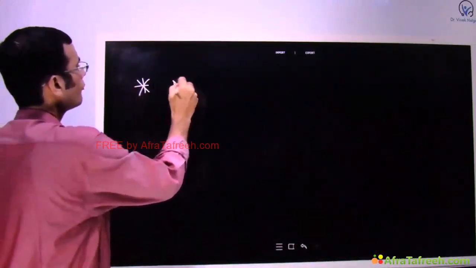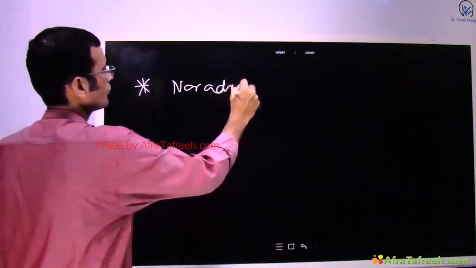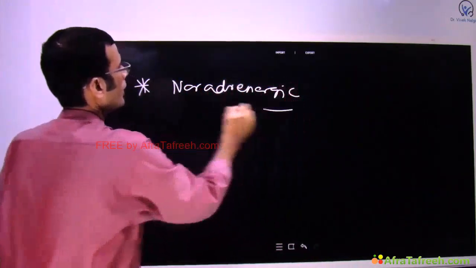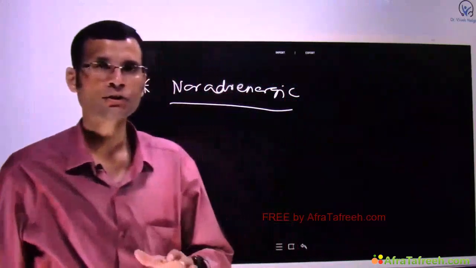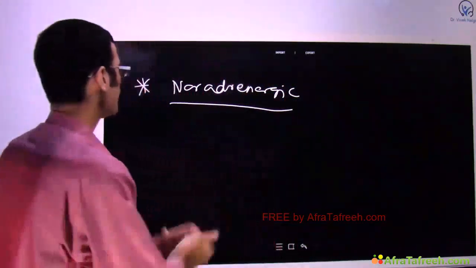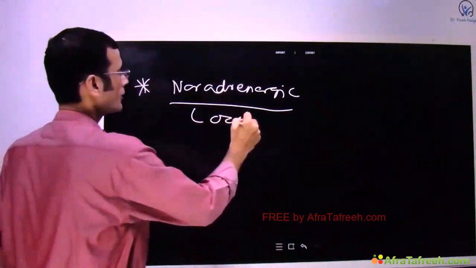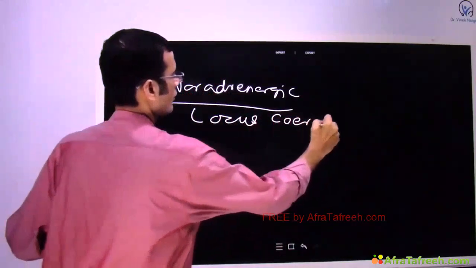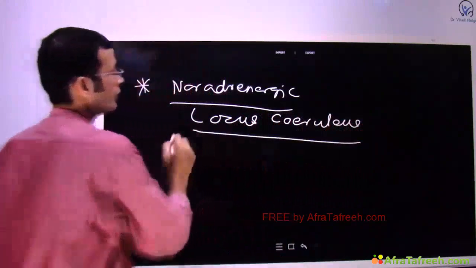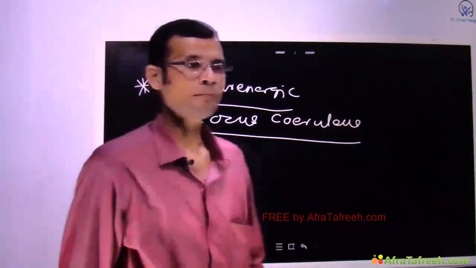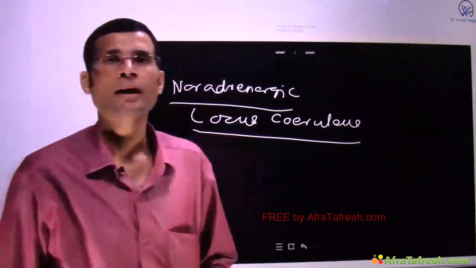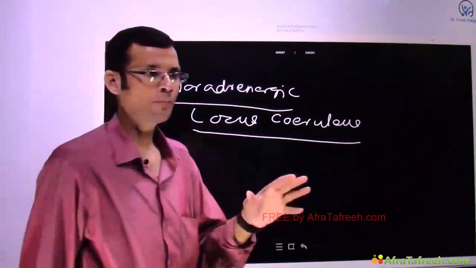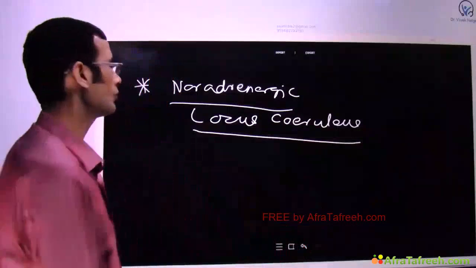Greatest density of noradrenergic neurons is found where? Maximum density of noradrenergic neurons is found in another area called locus ceruleus. This area is also thought to be part of the descending analgesia system, and it has the maximum density of noradrenergic neurons.